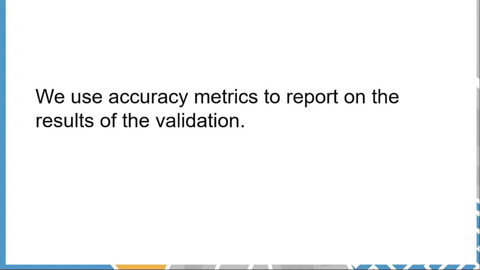So you'll encounter metrics like overall accuracy, producer's accuracy or user's accuracy. Those accuracy metrics are just telling us, okay, when we compared our output from the model and what we took as the ground truth data, this is how well our model has performed.